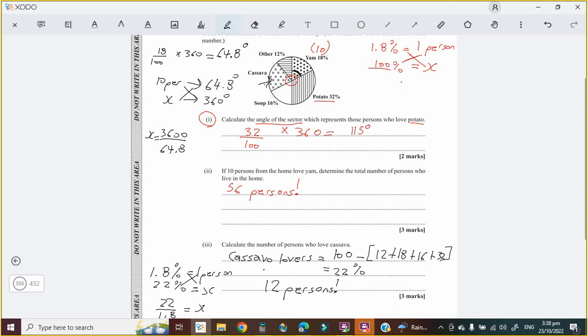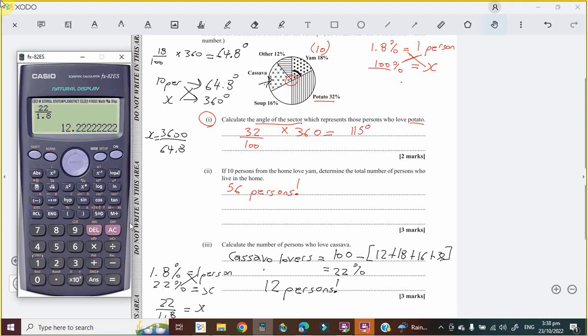Or somebody like Antoine and Tristan can probably show off a little more and say if 22% love cassava and we have the total, 22% of that total must give you the 12, right? So 0.22 times 56. Either way is fine. All right, I will get 12 persons.